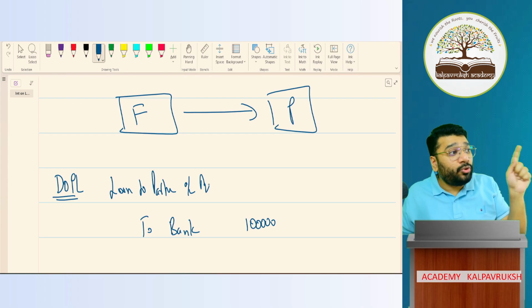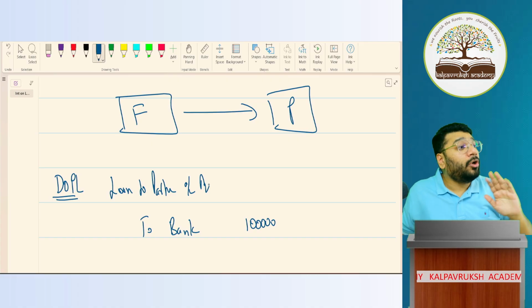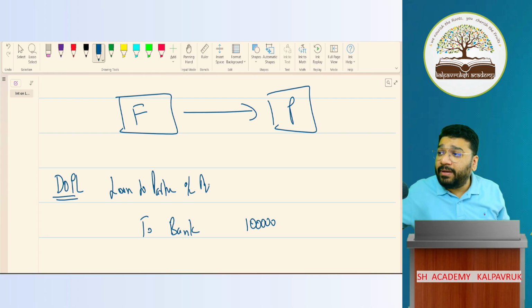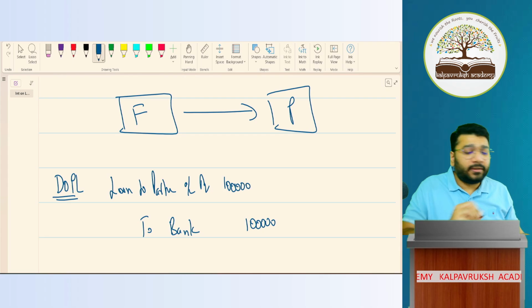If the partner's name is available, don't write partner. If loan is given to Ram, write loan to Ram. Don't write loan to partner; it will be wrong. Especially when the name is available, write the name. So loan to partner account debit, 1 lakh, to bank.